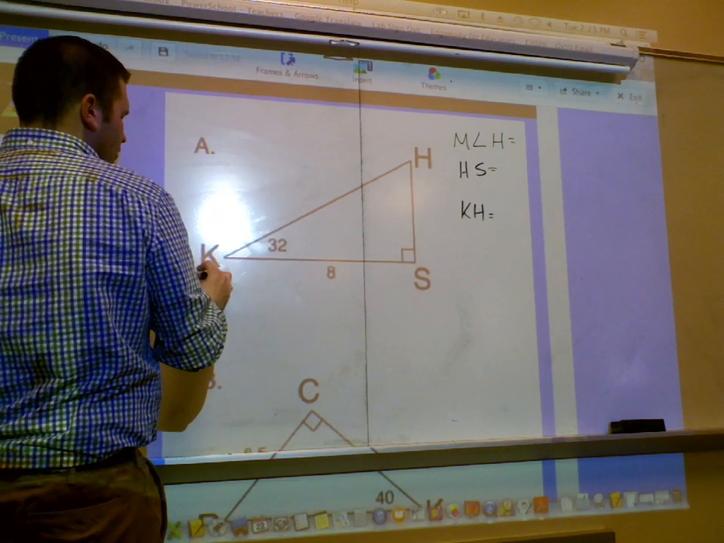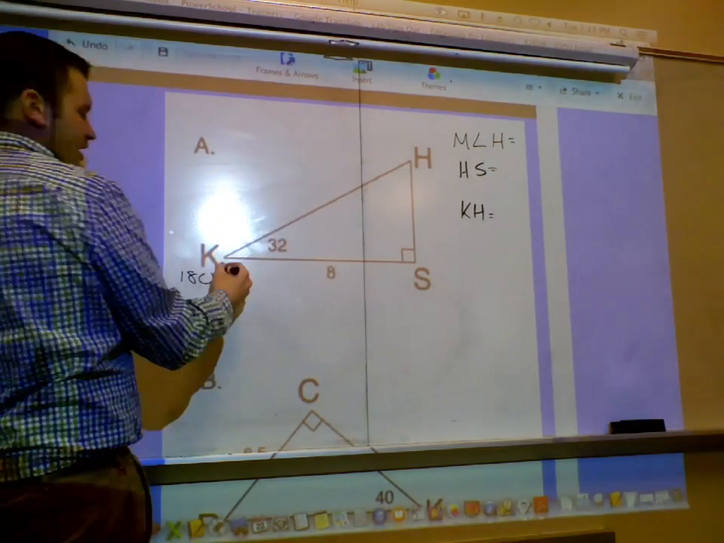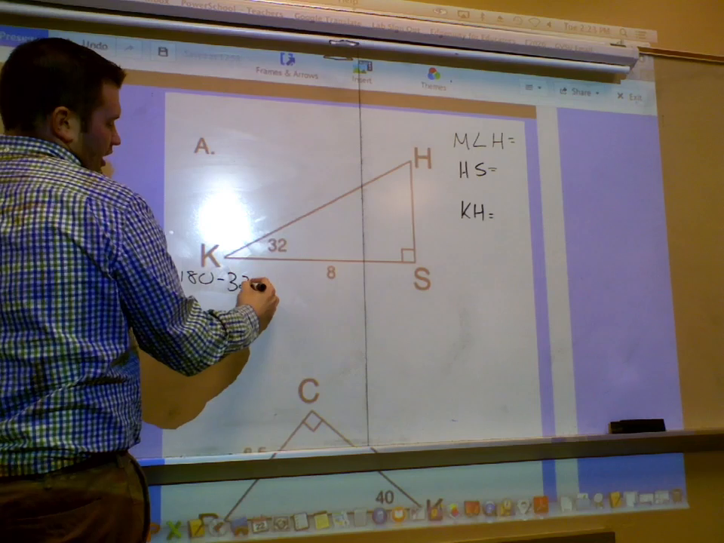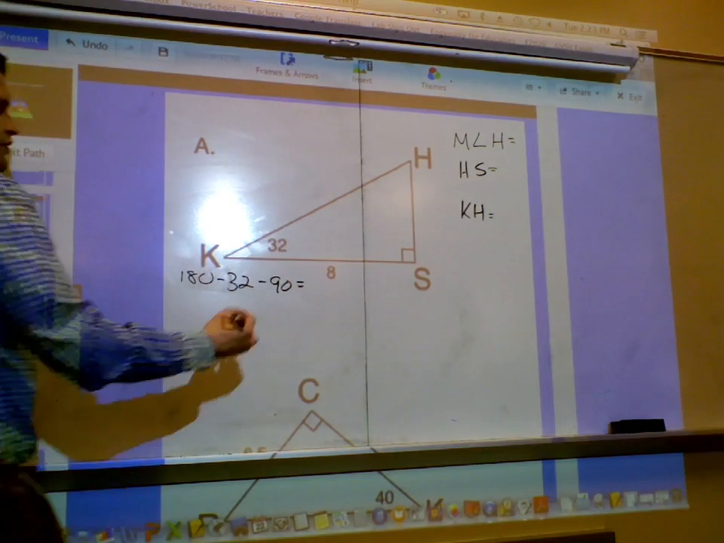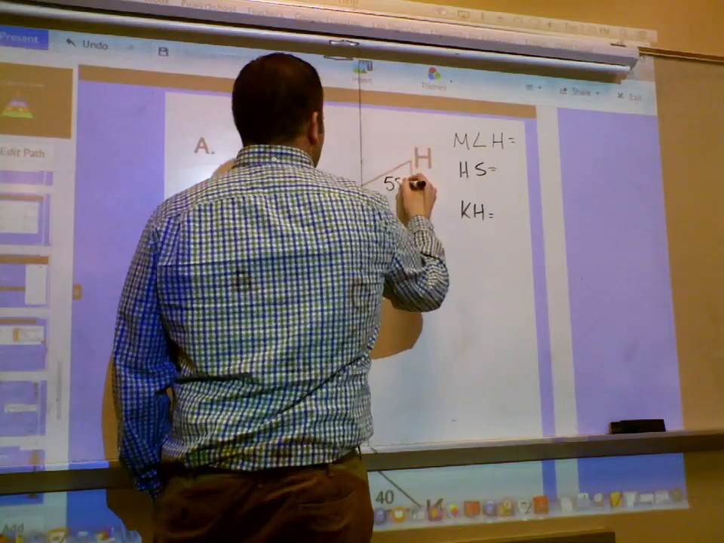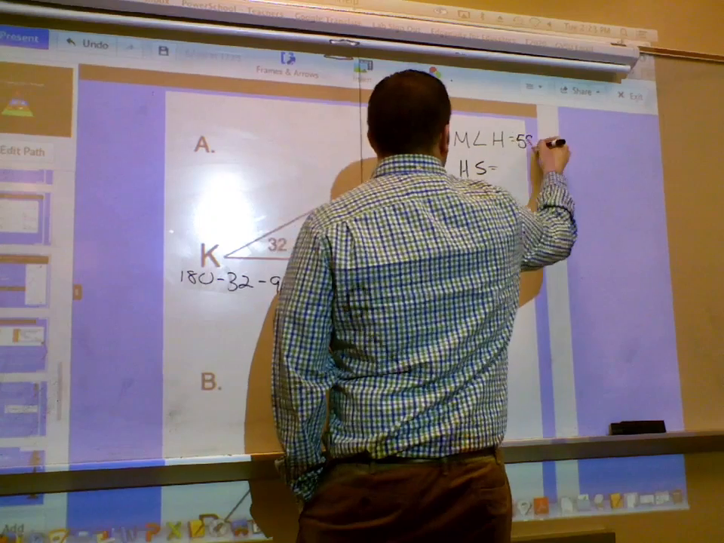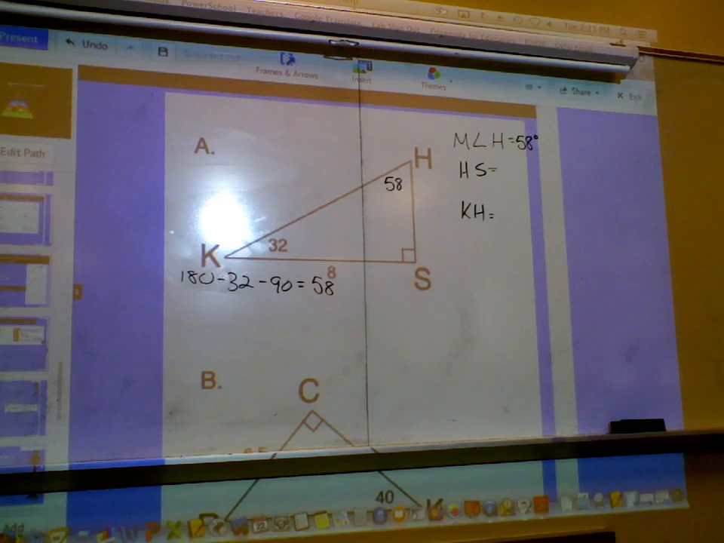Yeah. So we know all these angles add up to 180. So to find H, we can do 180 minus 32 and 90. What does that equal? 58. So that means measure angle H is 58. Does that make sense?